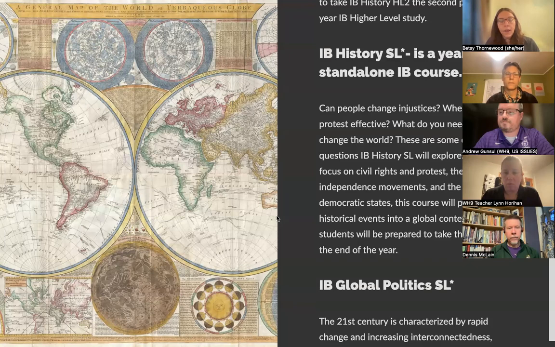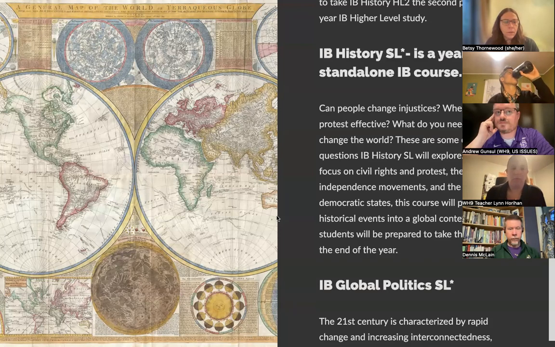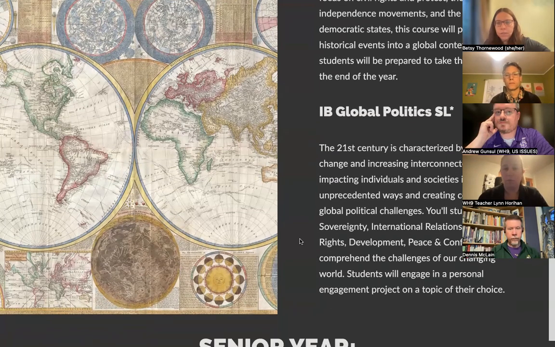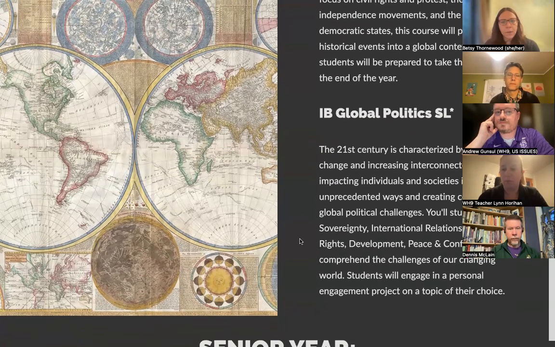They look at how America is evolving as a democracy through Reconstruction. How is Germany evolving as a democracy during the Weimar years in the 1930s? And how is South Africa evolving as a democracy during its push out of apartheid and into the more modern age? And then our last option that students can choose to take during their junior year is IB Global Politics.